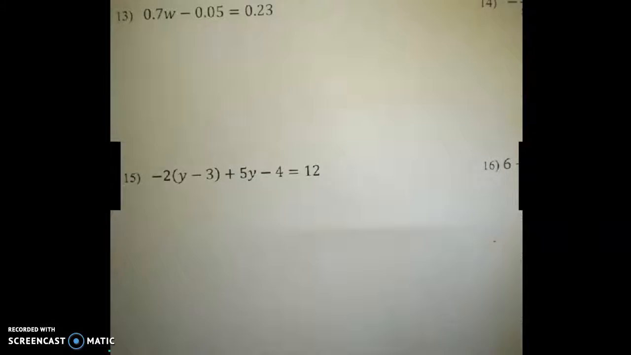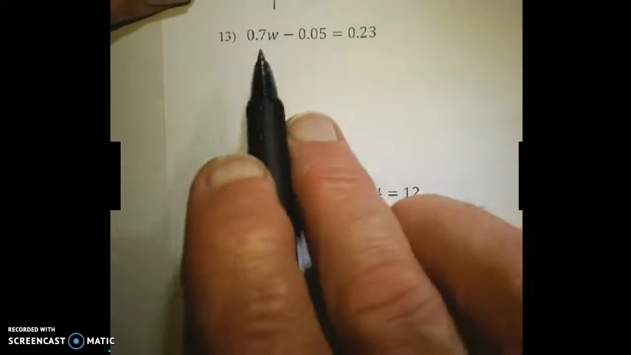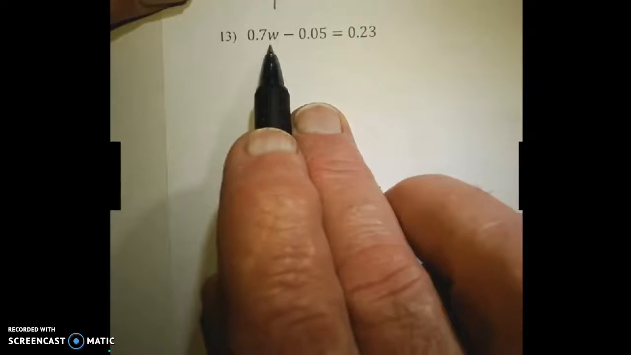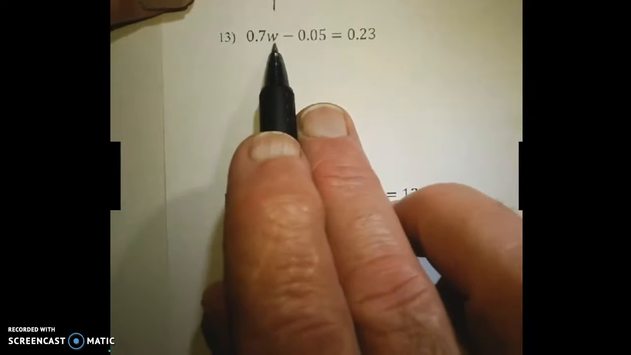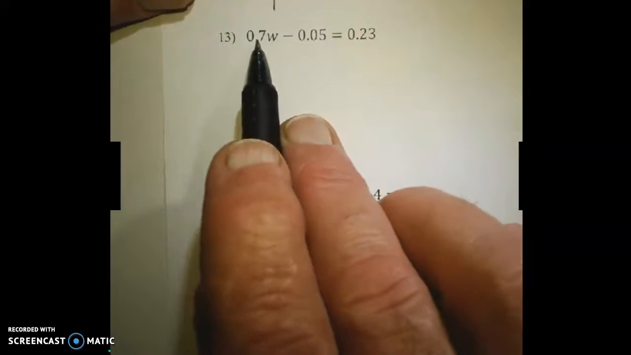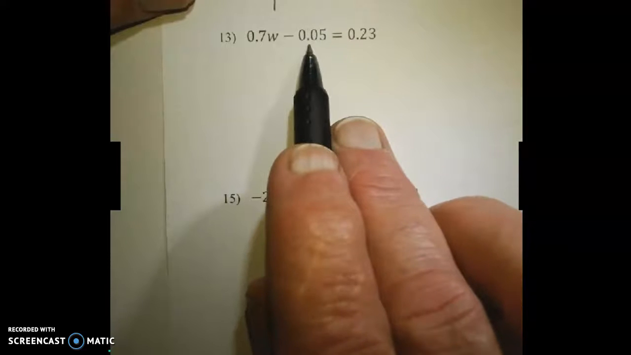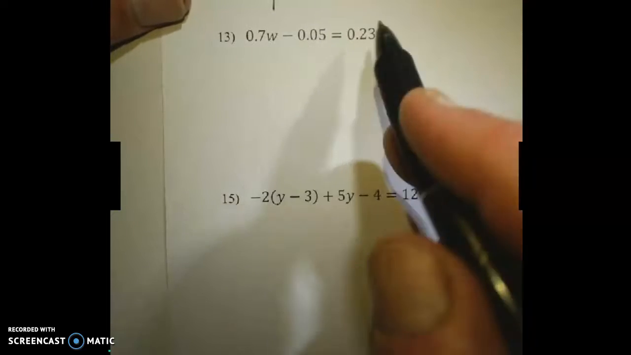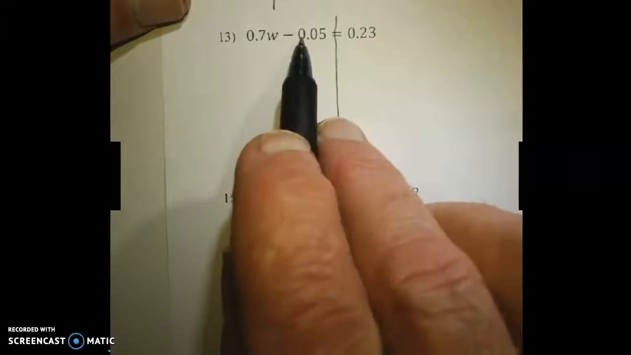Okay, Unit 3 Study Guide, questions 13 through 16. Again, we're solving equations, so the goal is to isolate the variable. Find the variable, it's right here. You want to get the w by itself. Two things are being done to it. It's being multiplied by 7/10, and they are subtracting 5/100 from it. So to undo this, you need to undo those two operations.